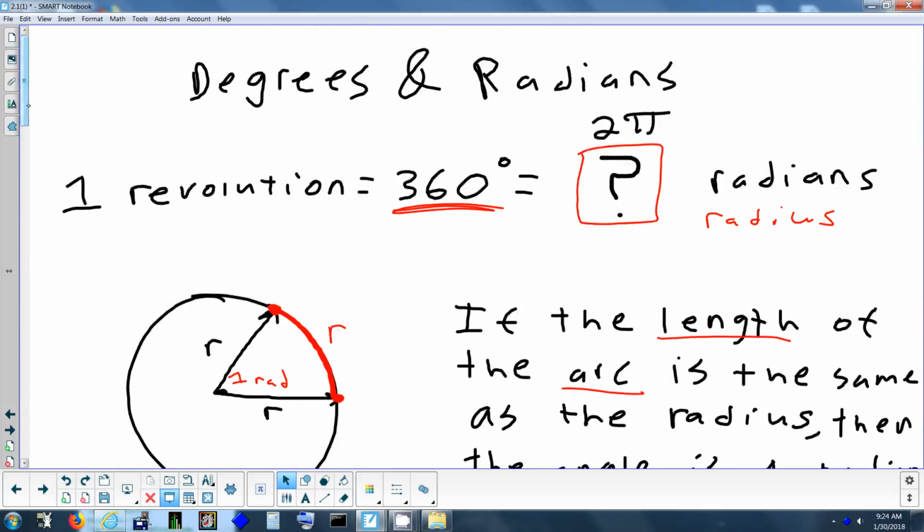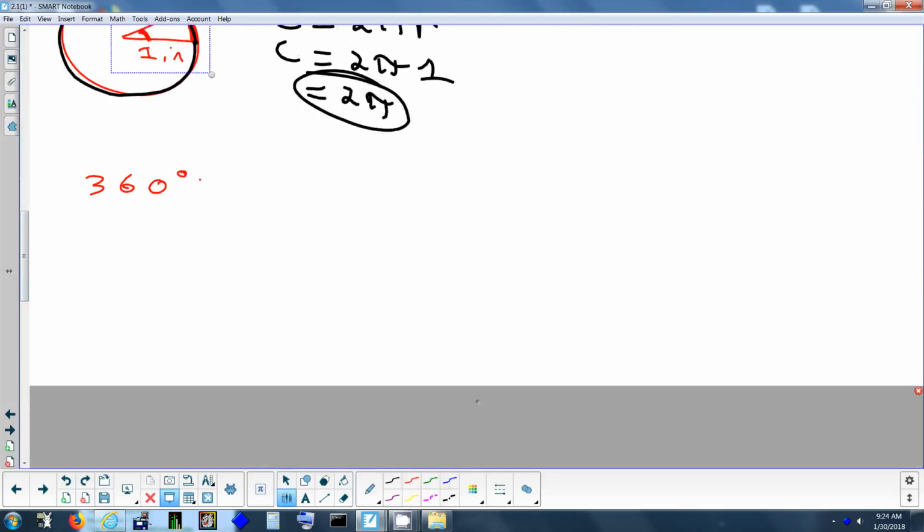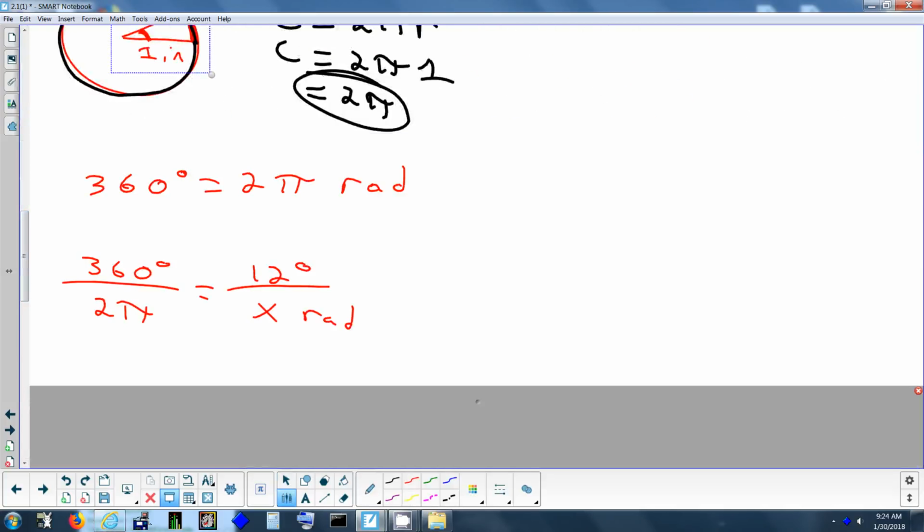Okay, so now we know that there's 360 degrees and 2 pi radians. So let's write that down. Now, you could just set up a proportion every time and solve. I'm not going to do it this way, but you could do 360 degrees over 2 pi. If I said 12 degrees, how many radians is it? Just 360 is to 2 pi as 12 is to x, and you could just cross multiply. But we're going to come up with an even easier way.